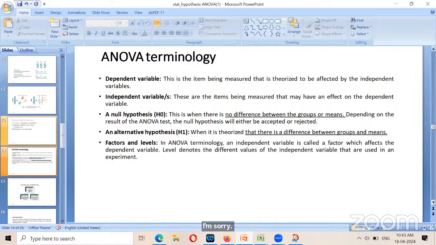Last important term is factors and levels. So an independent variable is called a factor. Now what is a factor actually? A factor is nothing but a categorical variable. For example, the gender of the person, male or female. Suppose my result is pass or fail. So these are the categories, right? We can clearly identify pass or fail, yes or no. Okay, so this is the category. So category highly affects the dependent variable.